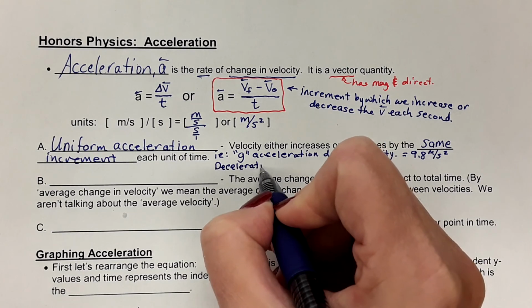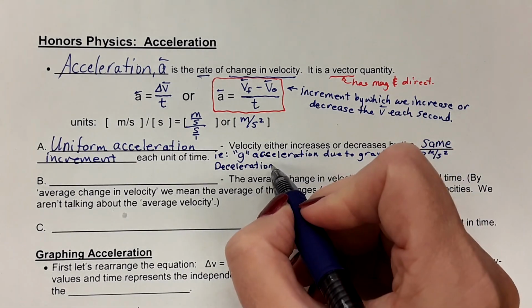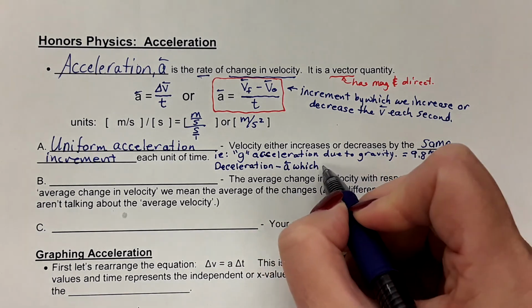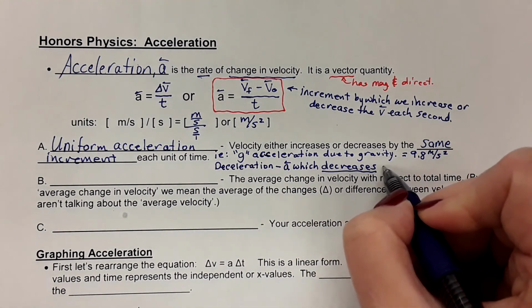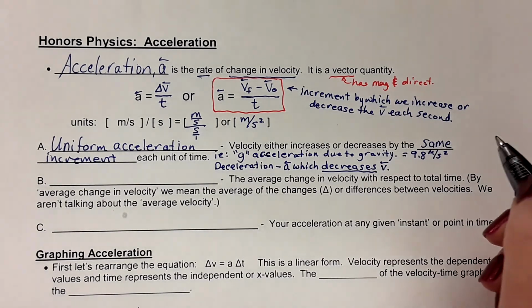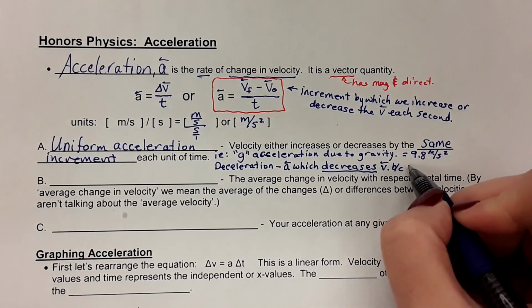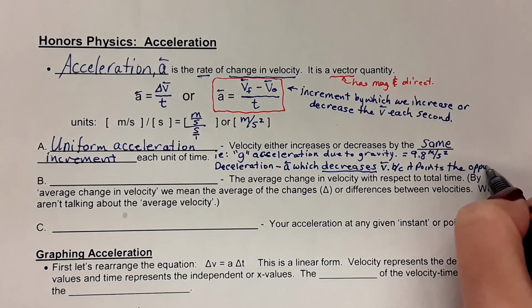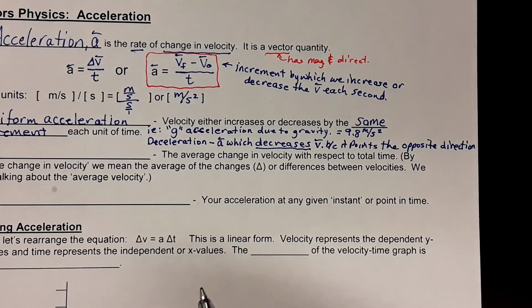And deceleration actually only has one C. Acceleration has two, but deceleration only has one. Deceleration is an acceleration which causes your velocity to decrease. It decreases your velocity. Now, how can it do this? Simple. It has to point the opposite direction from your velocity. Okay? It points the opposite direction.